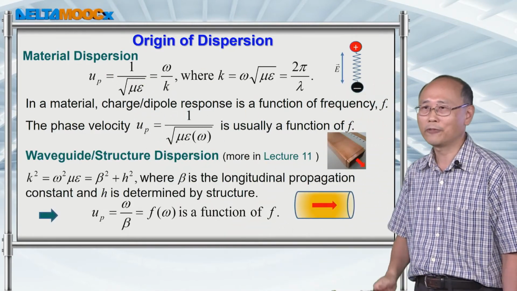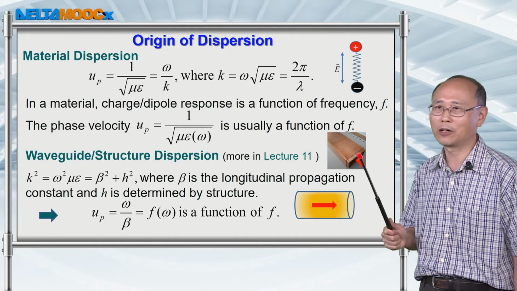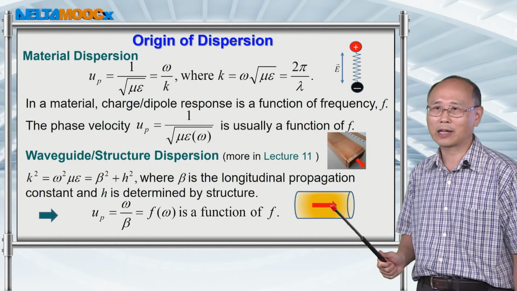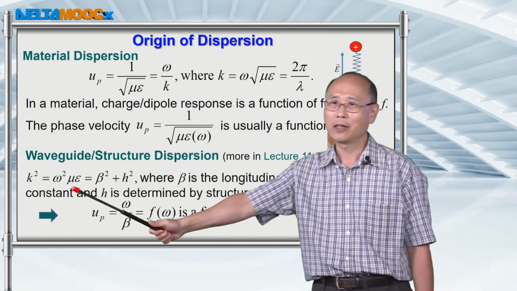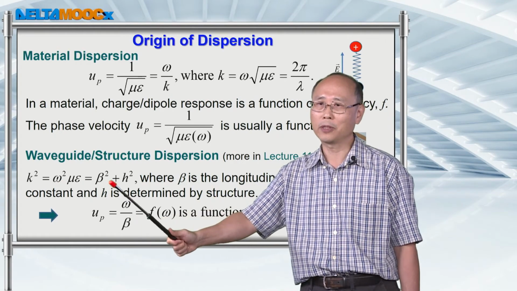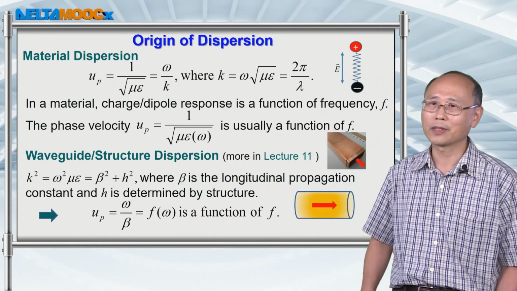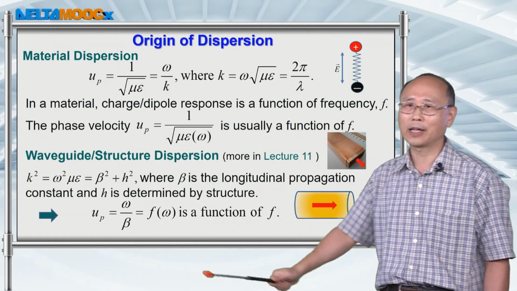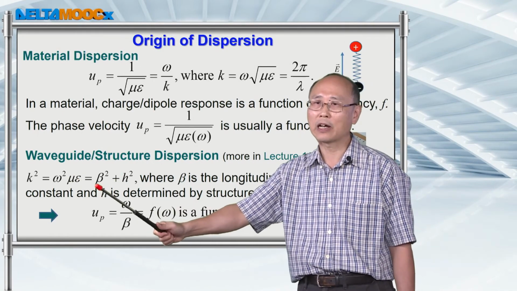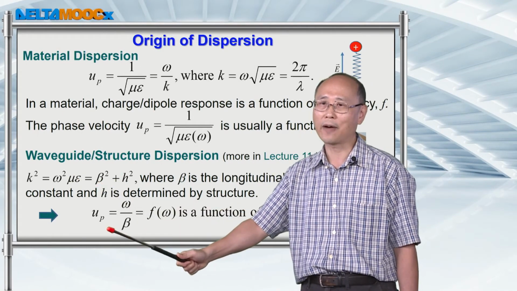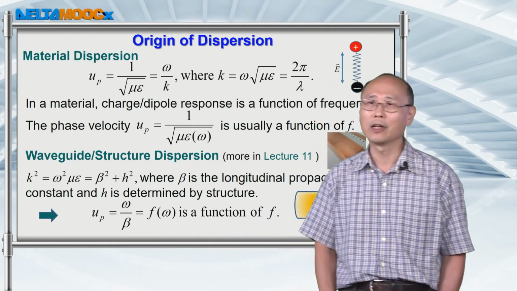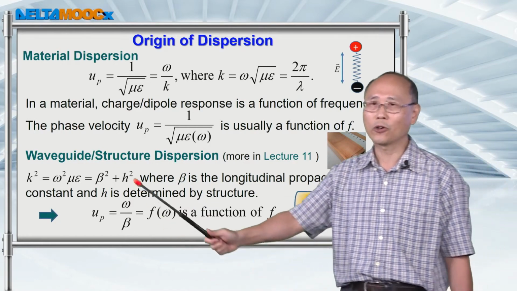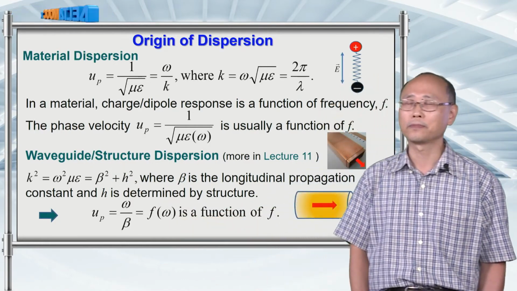On the other hand, if you have some structure like a rectangular waveguide or a cylindrical waveguide, in the next session I'm going to show you that the propagation is related to the structure. This parameter is related to the structure of the waveguide. It turns out that omega and beta are not linearly related, so the phase velocity and also the group velocity are functions of the frequency. We call this waveguide or structure dispersion.